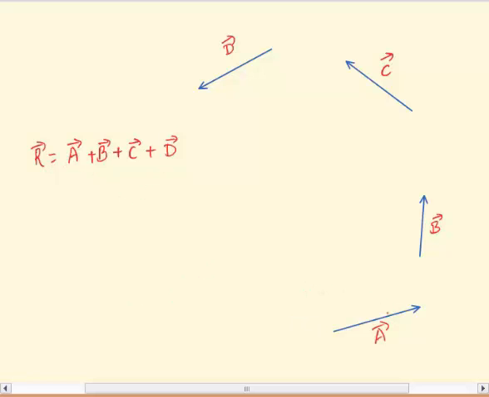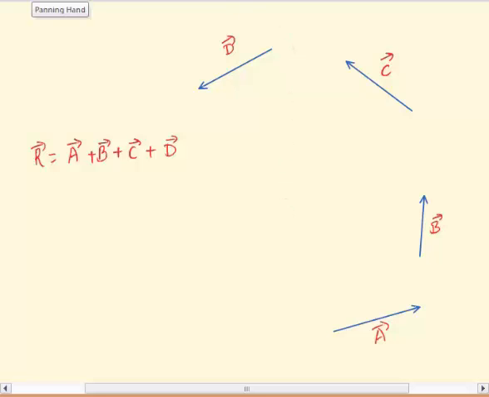So we go in the direction of A. Suppose we start from a point, go in the direction of A, where A ends, go in the direction of B, then where B ends, go in the direction of C, and where C ends, go in the direction of D. Then you reach a final point, and drawing a vector pointing from the initial to the final point is the resultant of A plus B plus C plus D. Let's see how we can do that.